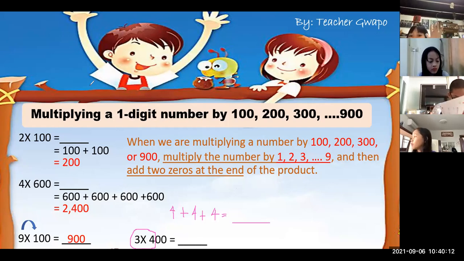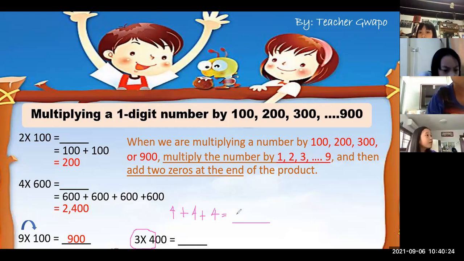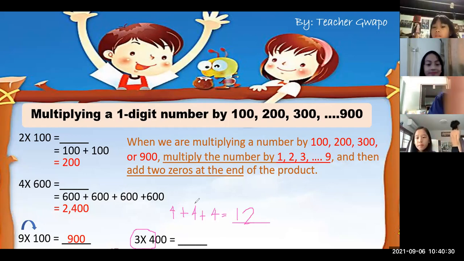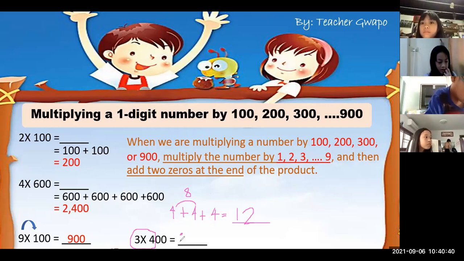Can you help, Om? 3 times 4. 12. Oh, very good. 3 times 4 is 12. Thank you. So 4 plus 4 is 8, right? 4 plus 4 is 8, plus 4. So 8 plus 4: 8, 9, 10, 11, 12. Very good. So we will write here the number 12.